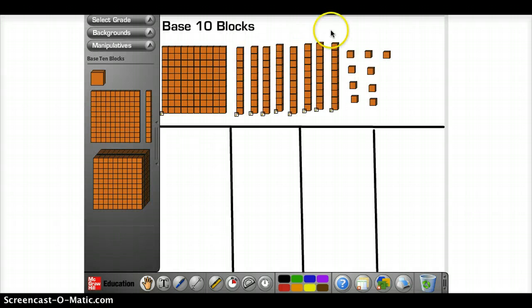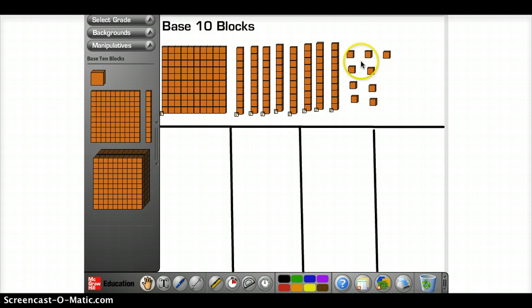Next we're using base 10 blocks. I've already got laid out here 1 hundreds block to represent 100, 8 tens rods to represent 80, and 9 ones cubes to represent 9. So together it is 189. Here I have 4 rectangles symbolizing the 4, or the dividend.